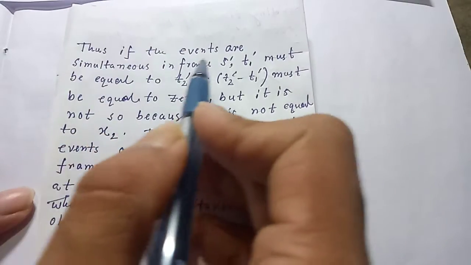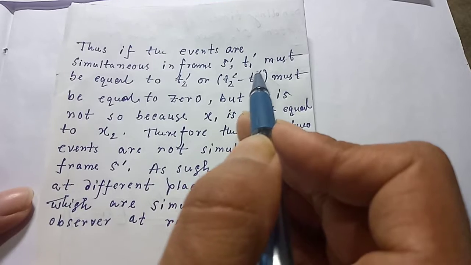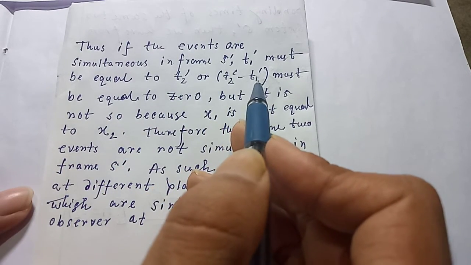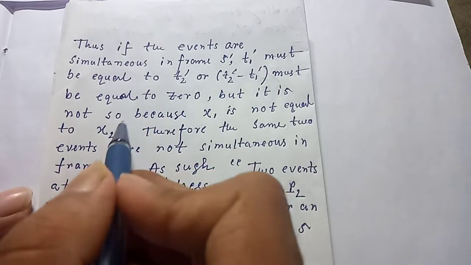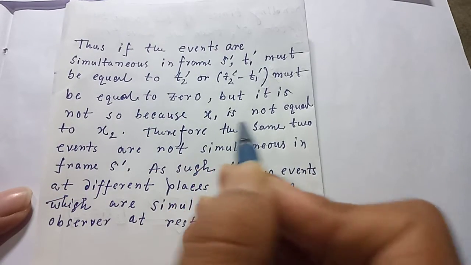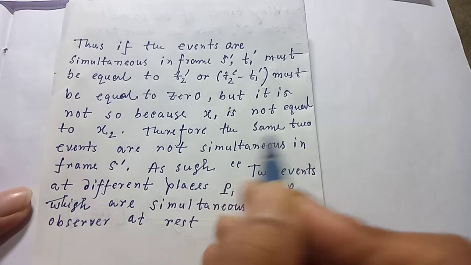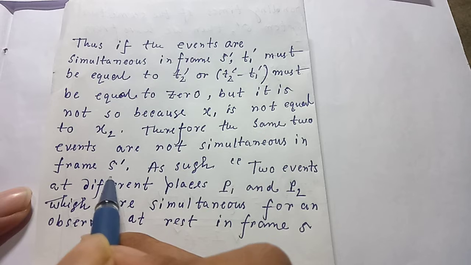Thus, if the events were simultaneous in frame S prime, t1 prime must be equal to t2 prime, or t2 prime minus t1 prime must be equal to 0. But it is not so, because x1 is not equal to x2. Therefore, the same two events are not simultaneous in frame S prime.